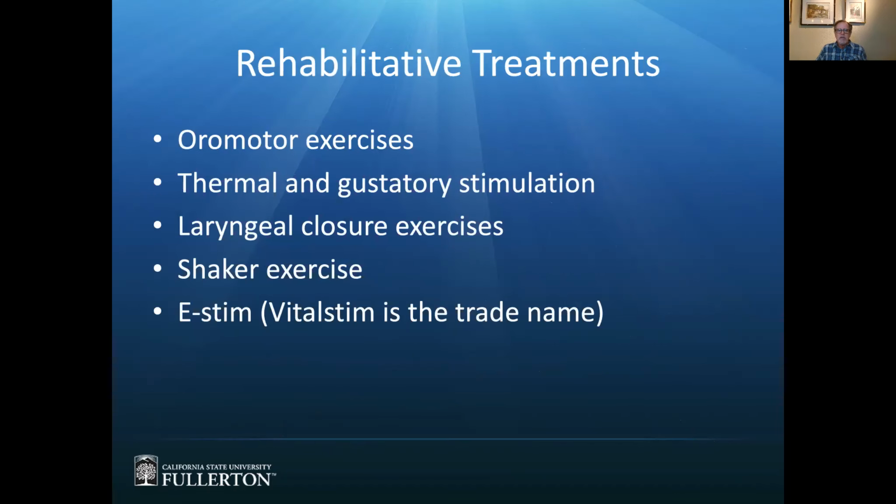Then rehabilitative treatments. These are just examples. Oral motor exercises, thermal and gustatory stimulation, laryngeal closure exercises, the same one that you learned in your voice class. The shaker exercise, which is kind of like a sit up with your neck. In other words, you lie straight and you lift your neck up, or head up, and you do it 10 times, and that's to improve pharyngeal motility. And then E-stim, which is an electrical stimulation.